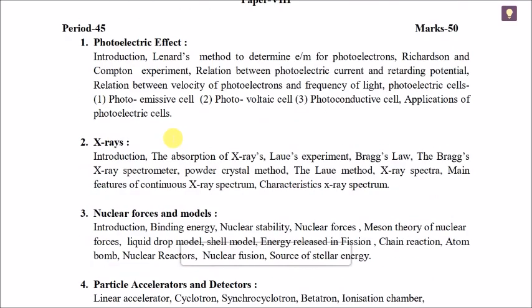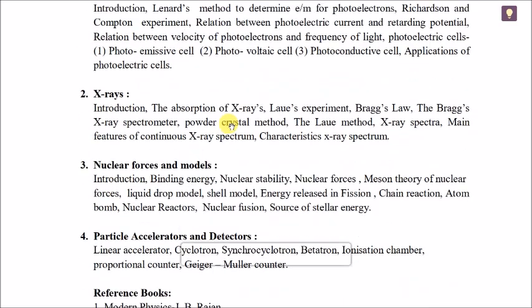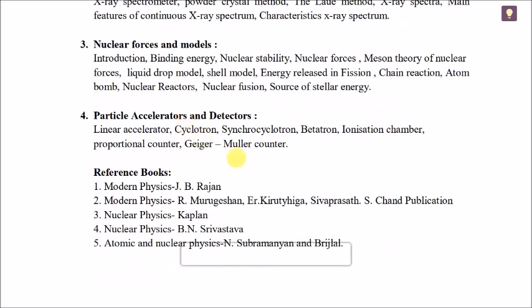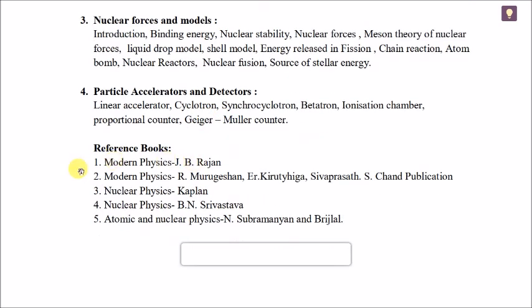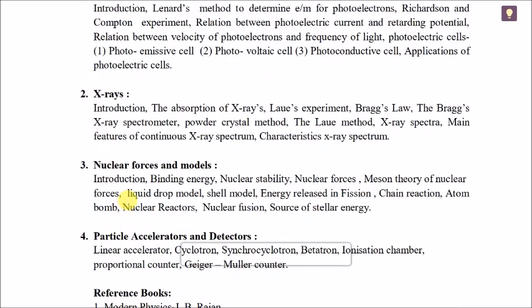So these are the four chapters for this paper, that is modern and nuclear physics. For this paper we have some reference books to refer to. First one, Modern Physics by J.B. Rajan, then Modern Physics by R. Murugesan from Chand Publication. Then for the nuclear physics part, the books are Nuclear Physics by Kaplan, Nuclear Physics by B.N. Srivastava, and the last one is Atomic and Nuclear Physics by N. Subramaniam and Brijlal. All these are the reference books which are available for this paper.